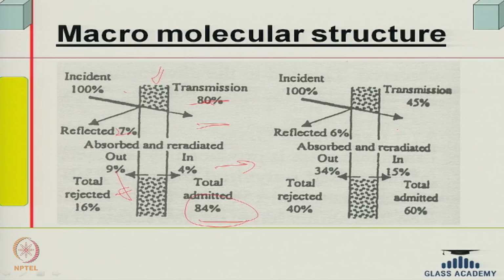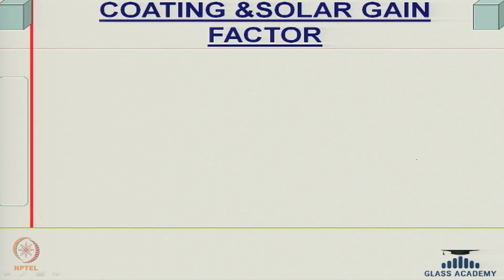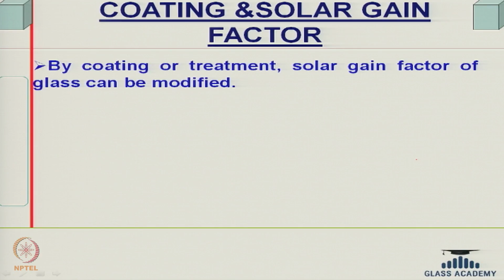Take heat absorbing glass, let us say, with 100% incident, but it transmits 45%, reflects 6%, and absorbs now 49%, since 45 plus 6 is 51. Of the 49% absorbed, 34% goes outside and 15% is inside. So, total 60%. Obviously, this brings less heat into the room, so solar gain factor is lower. So, the solar gain factor of glass can vary, and coating or treatment of the glass can change the solar gain factor.